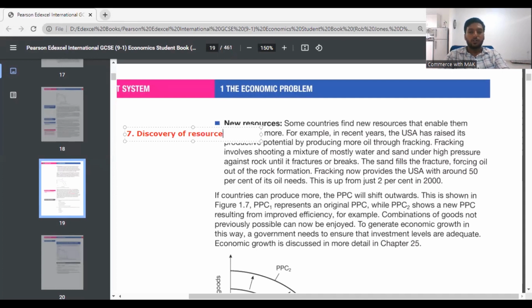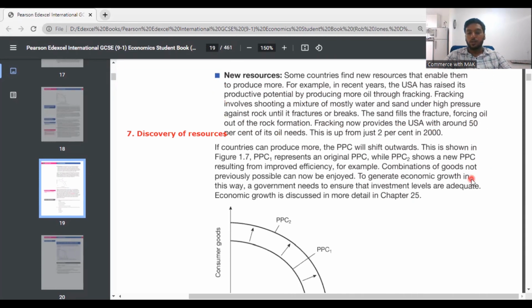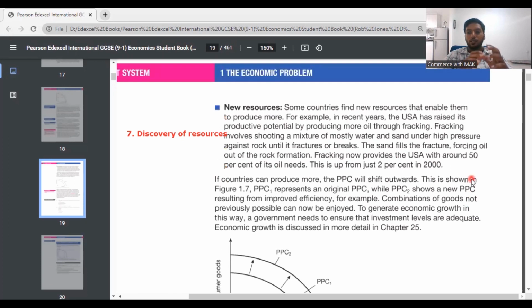If you discover new resources, some countries find new resources that enable them to produce more. For example, in recent years, the USA has raised productive potential by producing more oil through fracking. Fracking involves shooting a mixture of mostly water and sand under high pressure against rock until it fractures or breaks. The sand fills the fracture, forcing oil out of the rock formation. Fracking now provides the USA with around 50% of its oil needs, up from just 2% in 2000. So the country has done a great thing by using the new way of fracking, and they are able to get the resource they want.